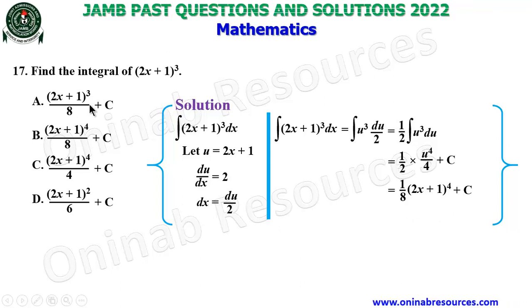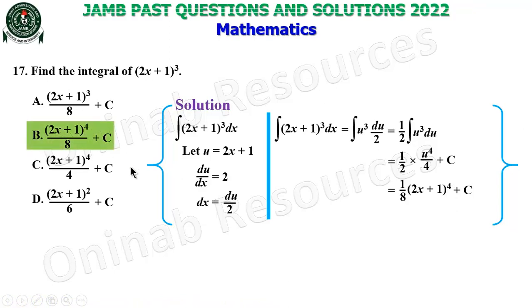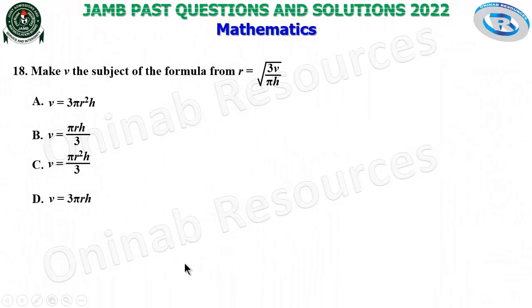So we can also write it as (2x plus 1) to the power 4 over 8. 2x, wow, the option is B. And that's all for problem 17. We then go to problem 18.